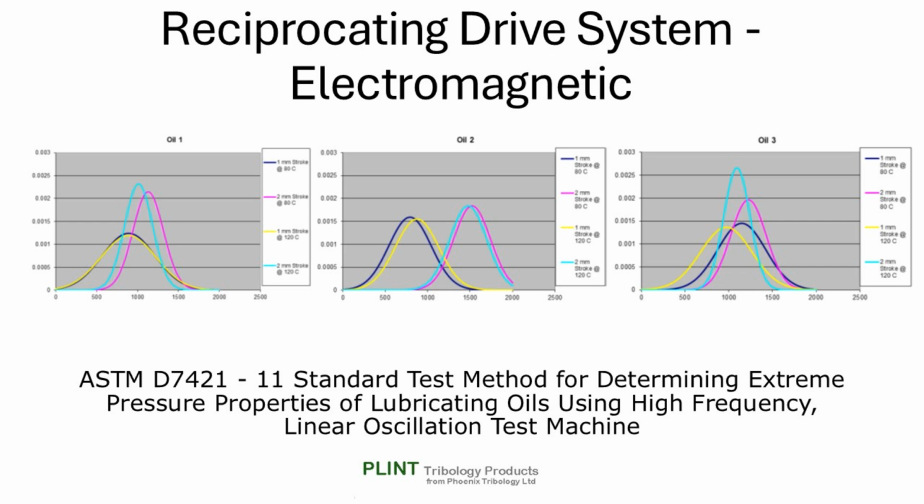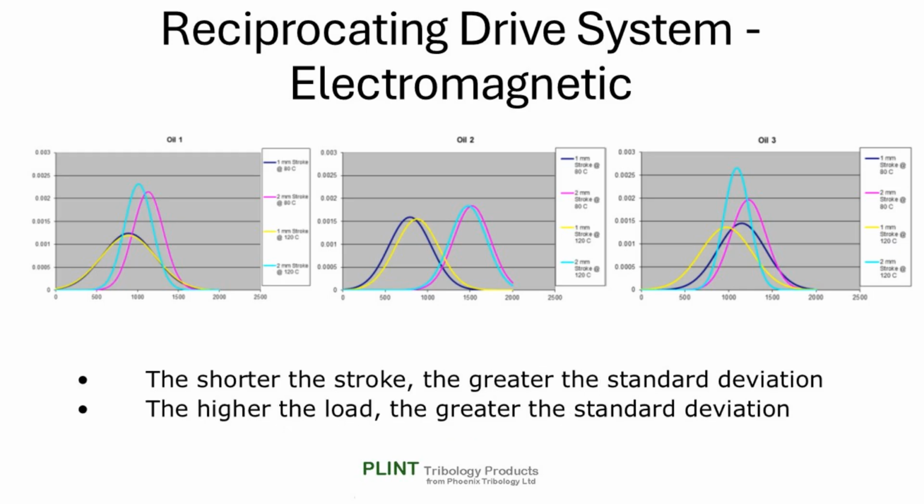Plotting standard deviation gives these graphs. Analysis of the data demonstrates that the shorter the stroke, the greater the standard deviation, and the higher the load, the greater the standard deviation. This is a good example of a system response. In this case, the response of the method of actuation to changes in stroke or resisting force.